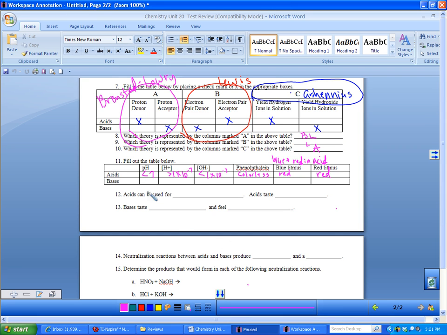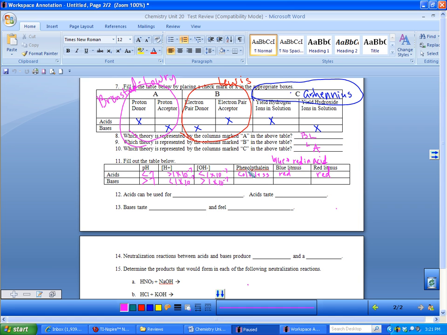Okay, then we want to go down over here to bases. Bases have a pH greater than 7. They have H plus concentration that is less than 1 times 10 to the minus 7. I'm going to check my notes and make sure I'm not lying to you. That's good. OH minus concentration is greater than 1 times 10 to the minus 7.